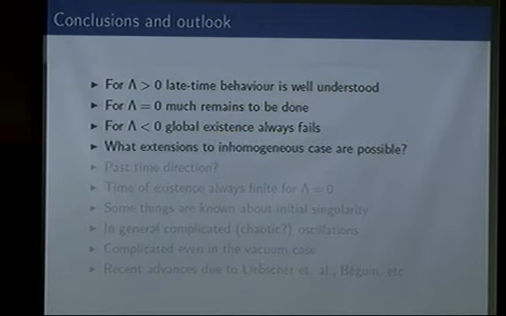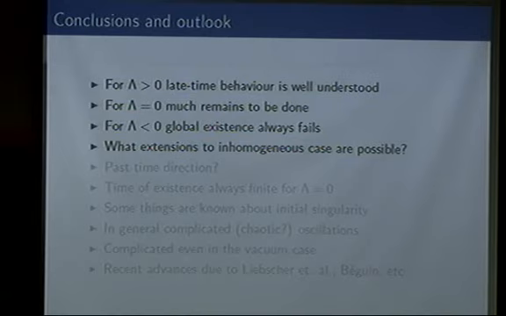Okay, so an obvious question is what extensions to the inhomogeneous case are possible. I already mentioned one or two things in the case of a positive cosmological constant, and I'm sure more could be done there. In the case lambda equals 0, I think it's difficult.